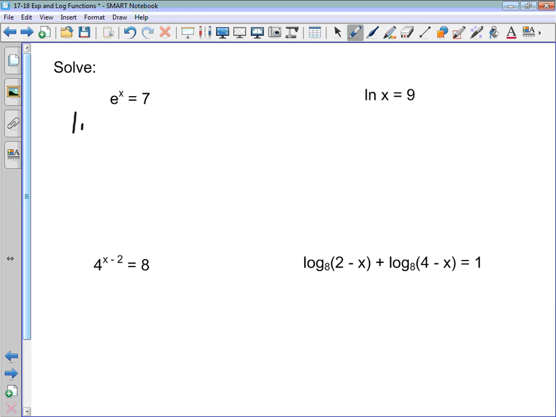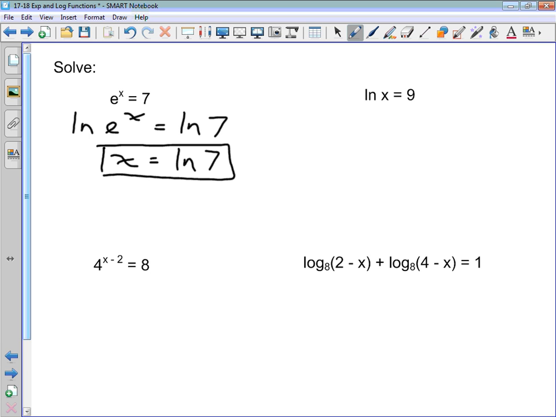So I'm going to write that as ln e to the x equals ln 7. Opposite operations, do the same thing to both sides. Well, what do we know about ln of e to the x, or log to the base e of e to the x? What is that going to simplify to? Yeah, it's just going to be x, because those things sort of cancel out. So we're left with x equals ln 7. And we're done.